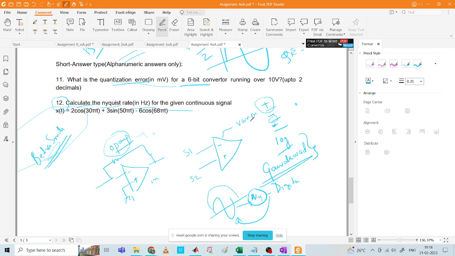68, sir. Correct. So the highest frequency will be 34, and the Nyquist rate will be 68. Someone said that the highest frequency is 68. See, this term 68 pi t is written as 2 pi f t, so you have an inherent factor of 2. So this f is 68 by 2, which is 34. So 34 into 2 will be 68.